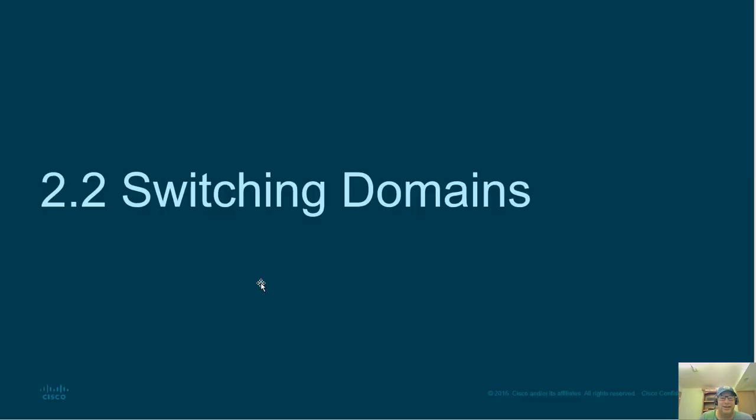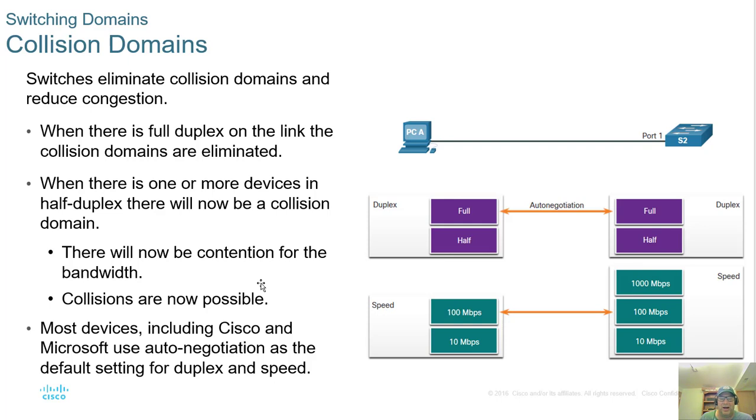Since we're here, let's just go through switching domains real quickly. There's only a couple of slides here. So there are collision domains, and then there are broadcast domains. When they talk about a collision domain, they're talking about the concept of a device having to wait to send information to another device. When you're connected to a switch, the collision domain is its own device. So a device isn't going to send information to itself through the switch, so there aren't going to be any collisions.